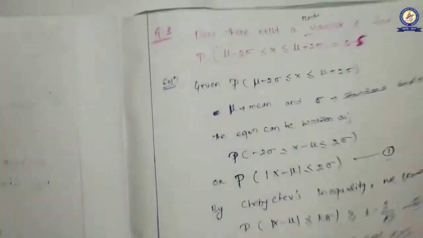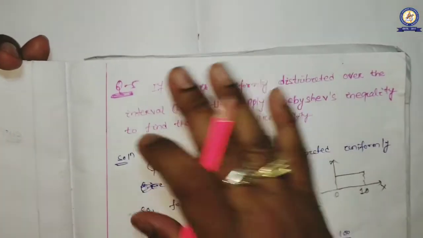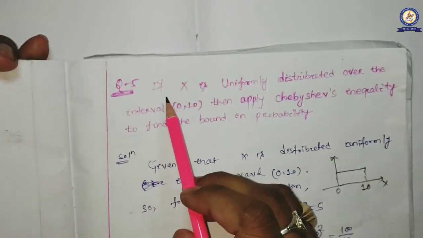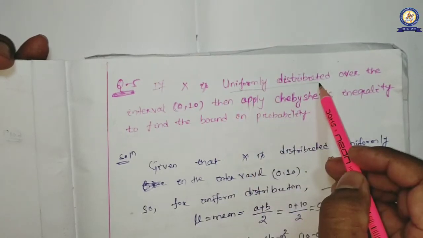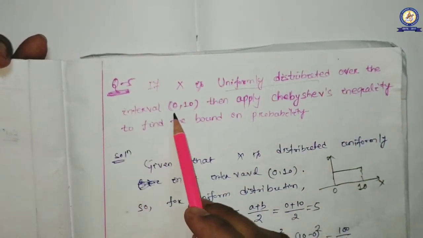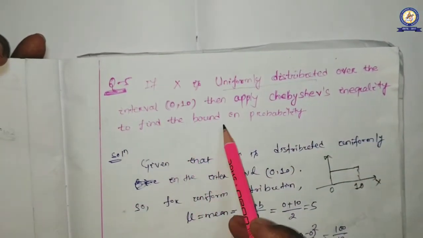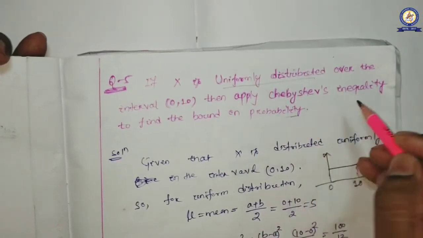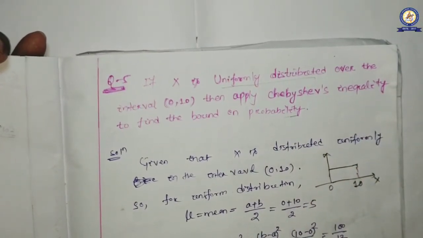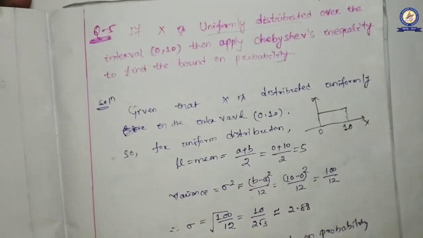Next question we have to move to. Question number 5. Here it is given that x is uniformly distributed over the interval 0 to 10, then apply Chebyshev's inequality to find the bound on the probability. This question was asked in your Utkal University exam in 2019. So just watch how we are going to solve it.